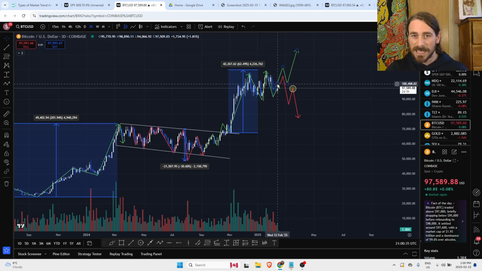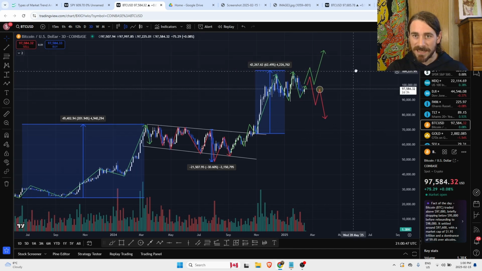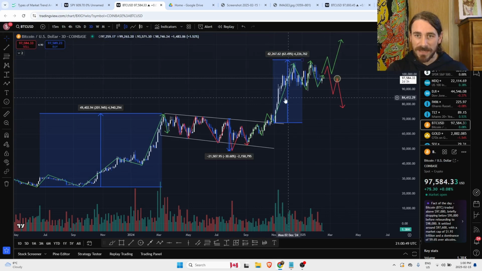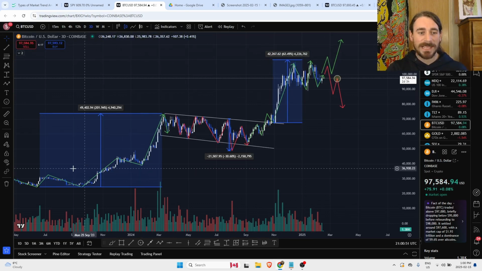Alternatively, we could see price break out, take out these highs, and maintain that higher high, higher low structure, in which case this is the entry right here that we'd be looking at for that confirmation and continued push to the upside. So really pay attention to the different price action. I tried to break it down just with arrows to make it a little bit simpler.